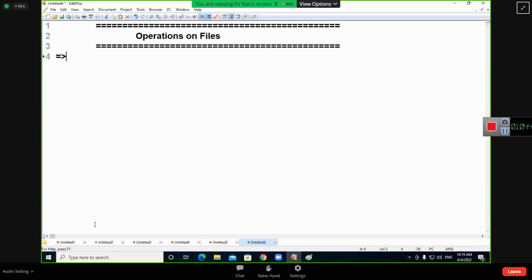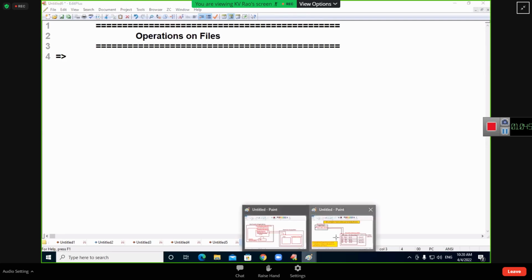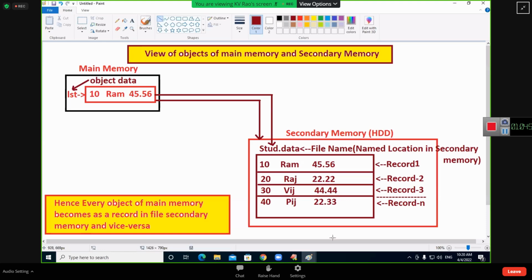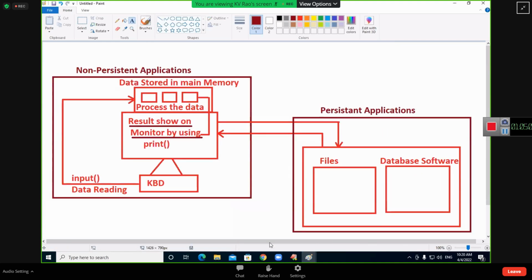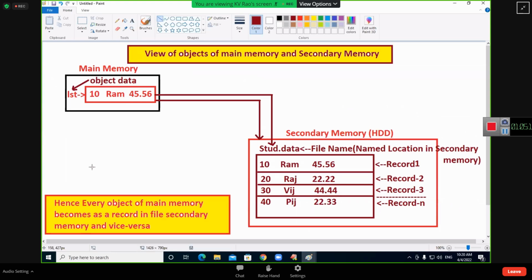So now I am going for operations on files. What are the operations we do on files? Let us take it very carefully. In the beginning, data will be present in which memory? Main memory. You see, I wrote two types of diagrams. Which data is that? Temporary data. Object data present in main memory is temporary data. Fine.